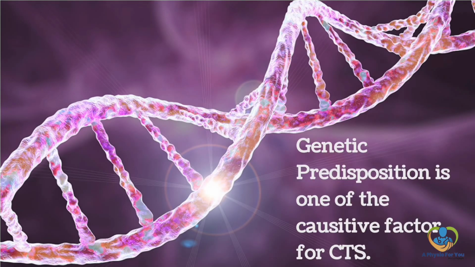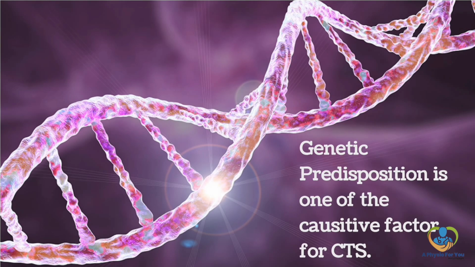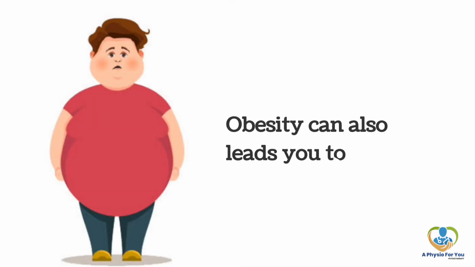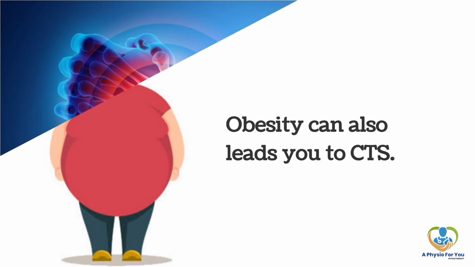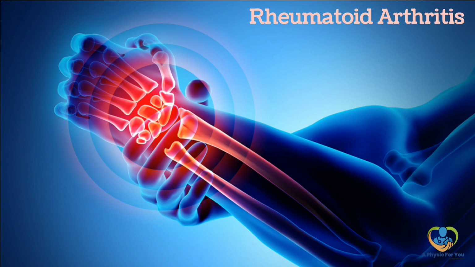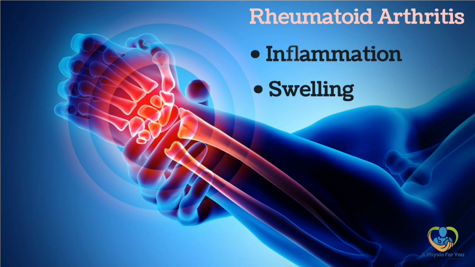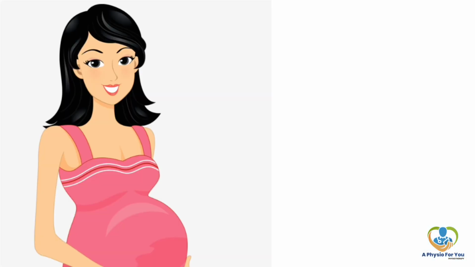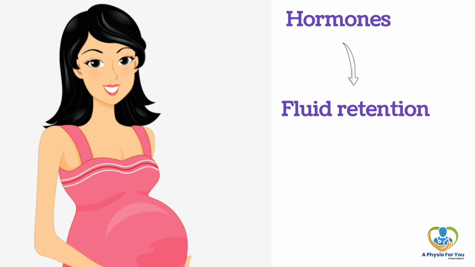Genetic predisposition is one of the causative factors for CTS. Obesity can also lead to CTS. Some autoimmune disorders such as rheumatoid arthritis can cause inflammation and swelling, eventually causing CTS. During pregnancy, the hormones associated with pregnancy can cause general fluid retention, which can compress the median nerve.